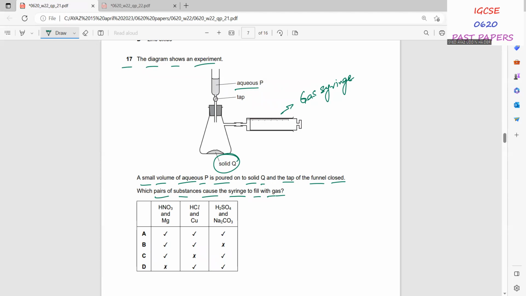HNO3 and Mg. Yes, this is correct. HNO3 when it reacts with magnesium produces a gas and salt. HCl and Cu. Copper is among the least reactive metals, so it does not react. So this is not possible. H2SO4 and Na2CO3. Sodium carbonate and sulfuric acid when reacted together produce a gas. So this will also fill the syringe with gas. So the correct answer for this question will be C.